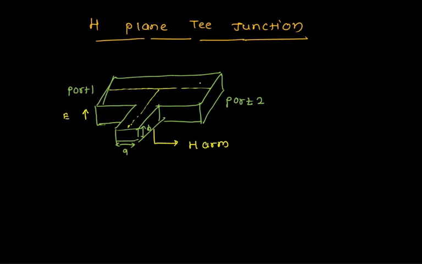You can say the axis of this arm and this electric field will be perpendicular to each other. If the electric field is oriented in this direction, your magnetic field will be at 90 degrees. So your magnetic field and the axis of this arm will be parallel, and that's why it is called the H plane T. This is port number 1, this is port number 2, and this is port number 3. Always this port will be called port number 3. Whenever you're giving something to port number 3, this will be the flow of the power, or power current flow.